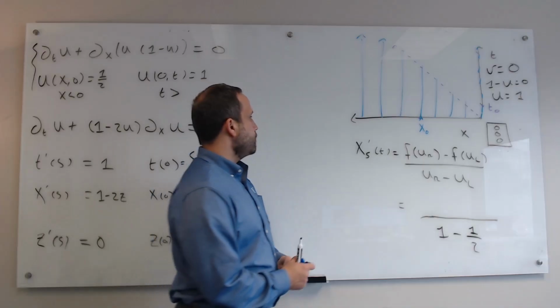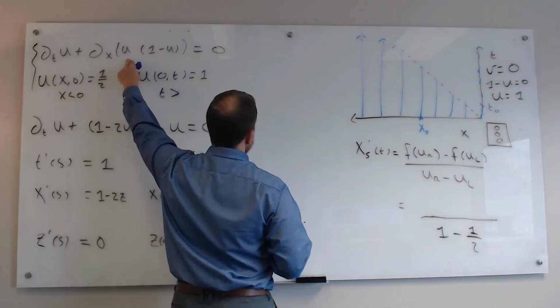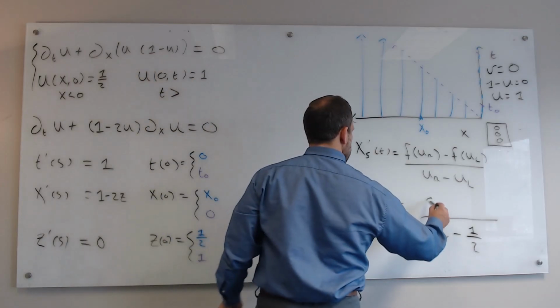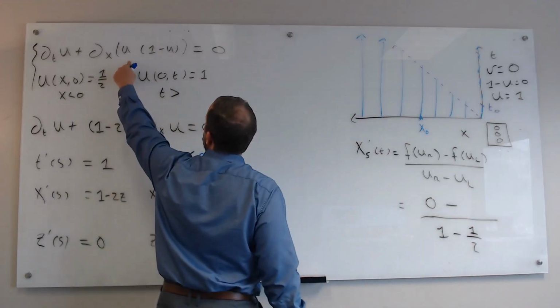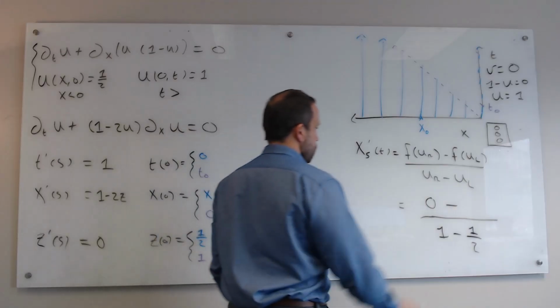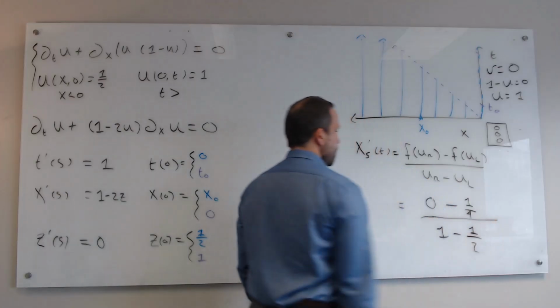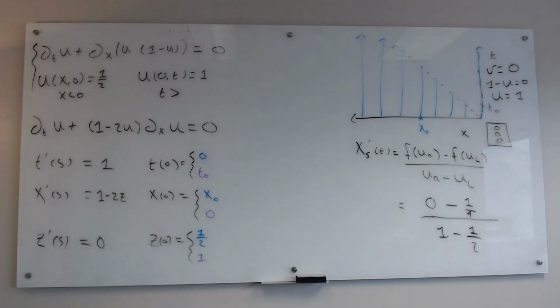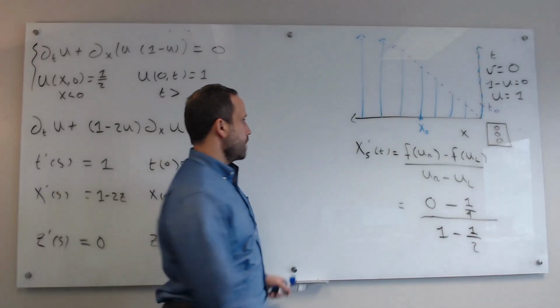So f of u r. Remember, this is our f of u. If you plug in 1 to this, you get 0 because 1 minus 1 is 0. If you plug in u l, which is 1/2, you get 1/2 times 1/2, so that's a quarter, but we're subtracting off a quarter. And altogether that's minus 1/2. So xs prime is equal to minus 1/2 if you do this computation.